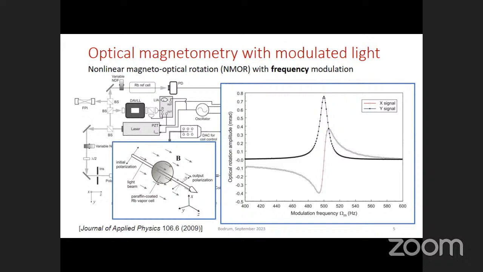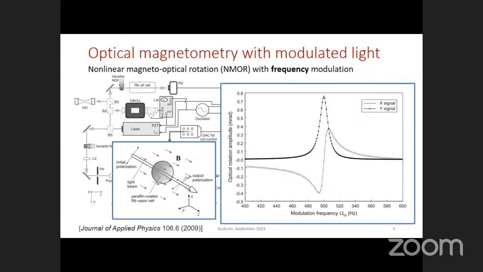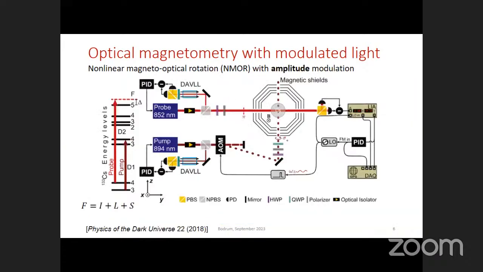So the position of this peak will change whether there is an external magnetic field or not, and then you just have to track this peak point to understand the external magnetic field. So the frequency modulated device is one of the most sensitive atomic magnetometers there is right now.